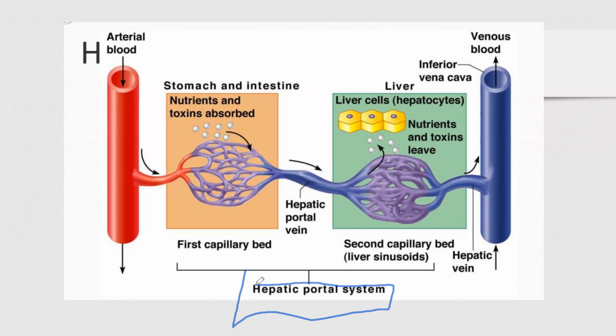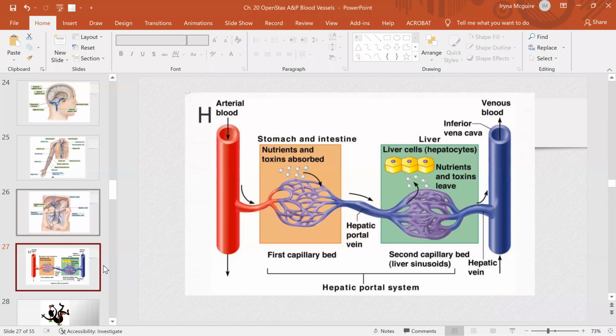The important thing here is to remember that the vein that carries blood from the GI tract to the liver is called the hepatic portal vein, and the vein that carries blood from the liver to the inferior vena cava is called the hepatic vein. Okay, so that's it for this lecture.